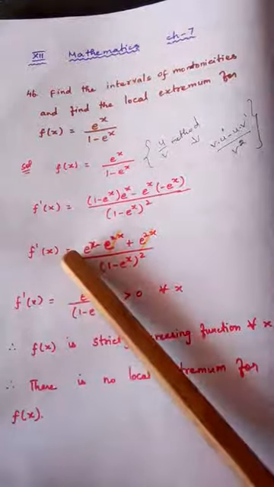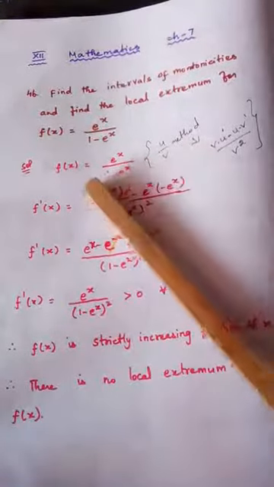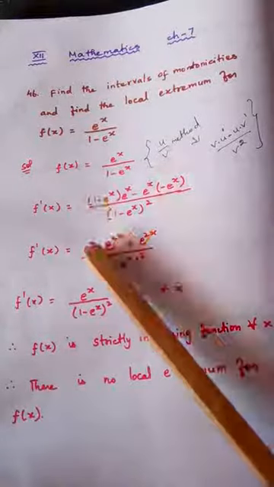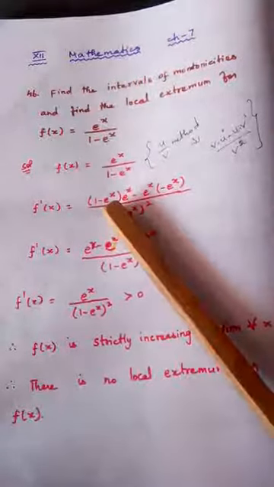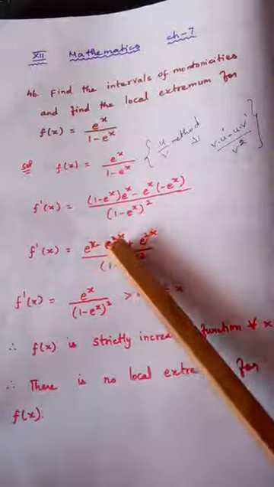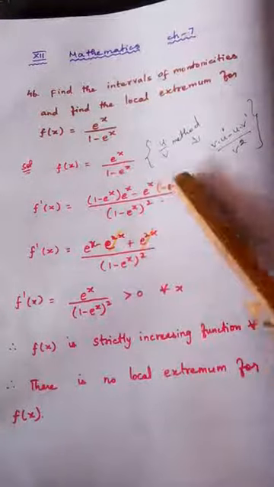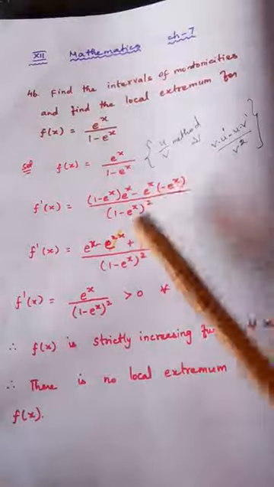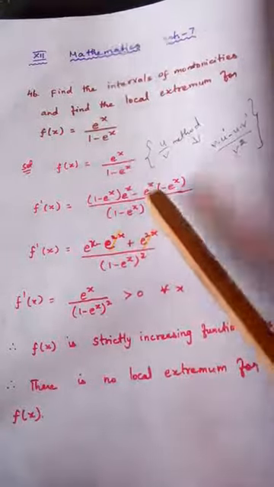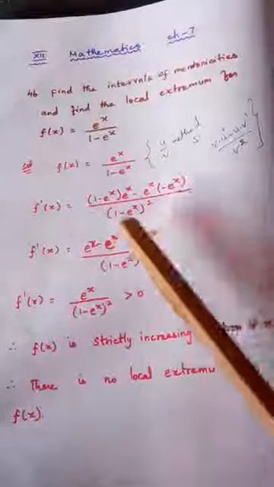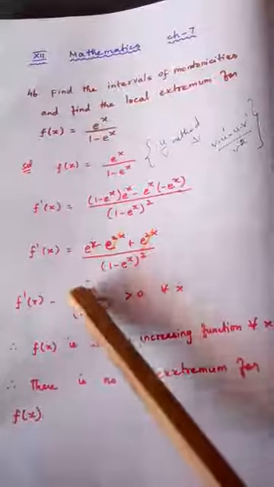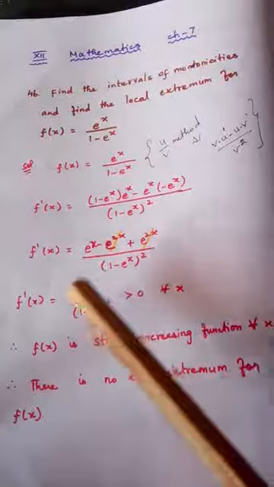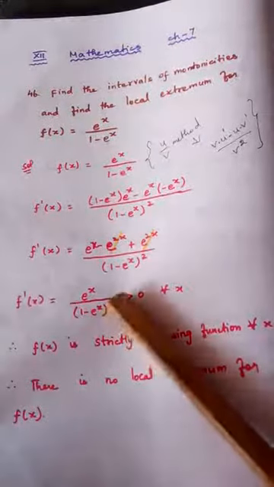Now f dash of x is equal to, bring this e power x inside the bracket. So you will get e power x into 1, minus e power x into e power x, which means minus e power 2x. Multiplying these two, minus into minus becomes plus. Again, if you multiply these two, e power 2x. This and this get cancelled. So what remains is e power x in the numerator divided by 1 minus e power x the whole square.